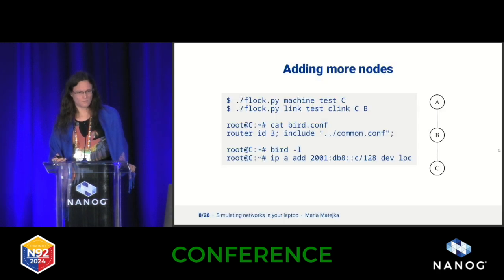Yeah, and with that we can simply add a new node. We add another machine. We don't have to tear it down. We just add another machine from the command line. We add another link. We add another birdconf. And we run bird. And after that, well, yeah, we actually have to add one more IP address. Yeah, and then it runs. And you have a routed network.